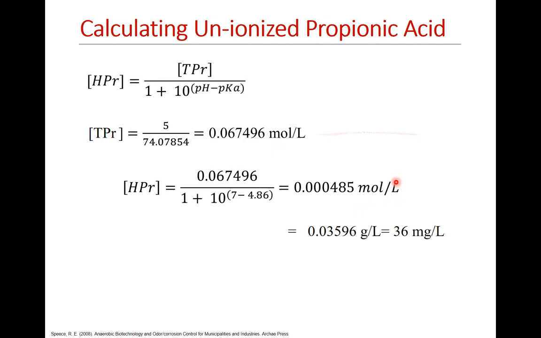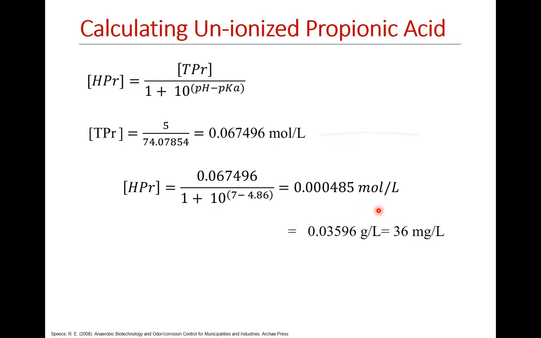It's 0.00485 mole per liter, and we can also convert this molar to grams by multiplying by the molecular weight of 74 gram per mole. So 74 times 0.0048 gives you the grams of unionized form of propionic acid, which we can also convert to milligram per liter. This is a very simple example to show you.